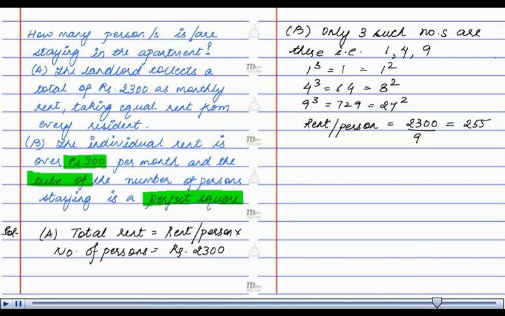We do not get any unique answer, and hence neither A and B alone nor together are sufficient to answer the question. So, the correct answer is option number 4. Thank you.